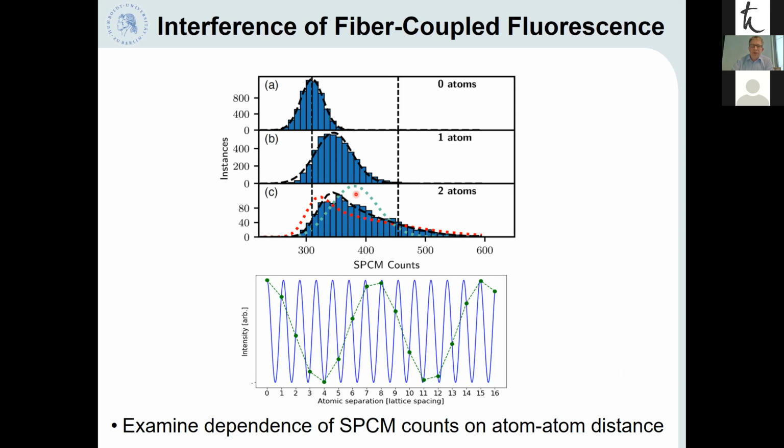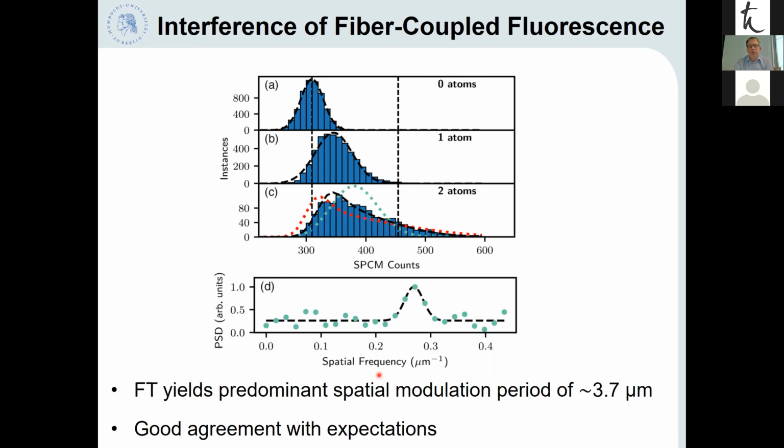So let us examine the dependence now of the SPCM counts on the atom distance. Remember that you expect some sinusoidal variation of the scattered power as a function of atom separation in units of lattice spacing. And indeed, when we determine the atom separation by performing point spread function analysis and measuring the position of the atoms from our images, and then performing a Fourier transform of the corresponding interference signal, we see that there is a predominant spatial modulation with a period of 3.7 micrometers, which is in good agreement with our expectation of undersampling the interference pattern.